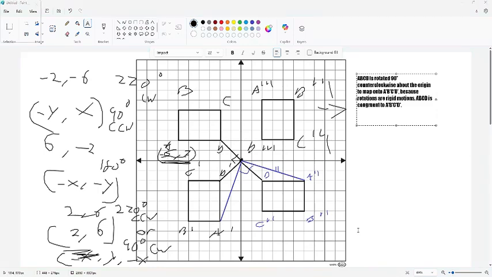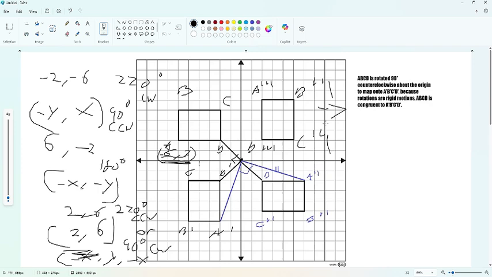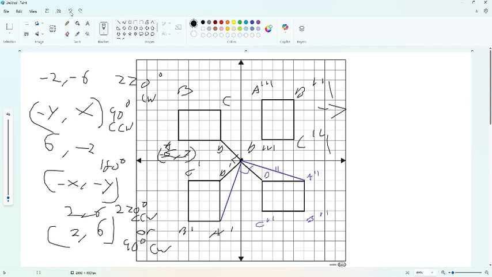Well, remember that whenever that test asks you for rotation, just assume that it's going to be counterclockwise if they haven't stated which direction. Okay, now we're going to talk about rotations not on the origin.